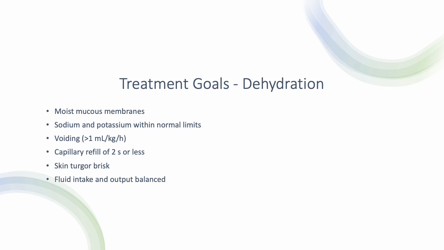Some of the treatment goals that we have in dehydration include making sure the child has moist mucous membranes, making sure our electrolytes are back in balance, making sure that they're voiding and that they have good capillary refill. It may take several repeat boluses to achieve all of these goals.